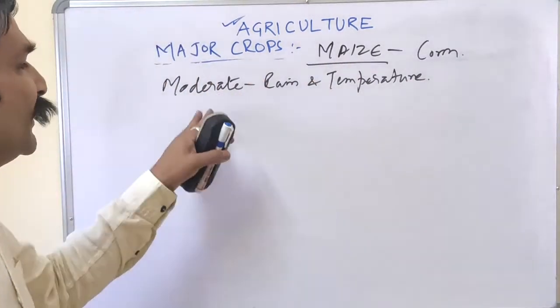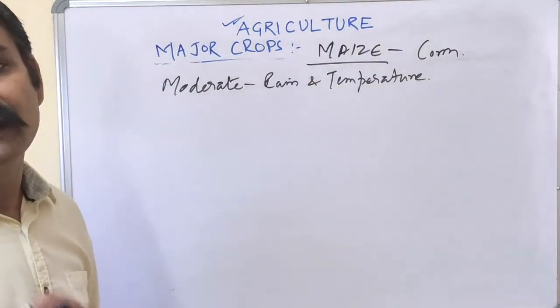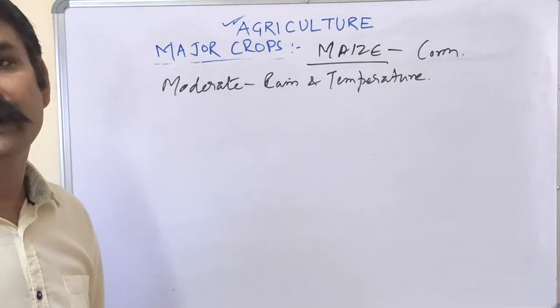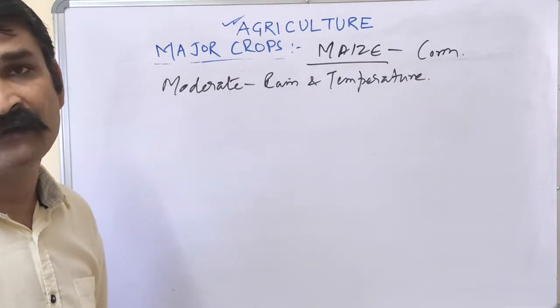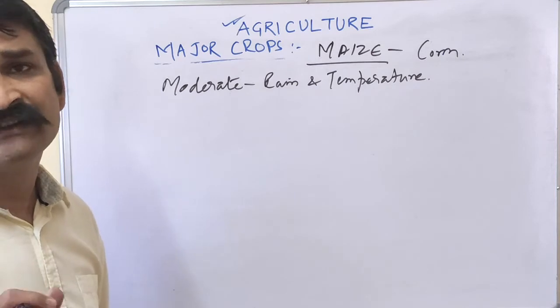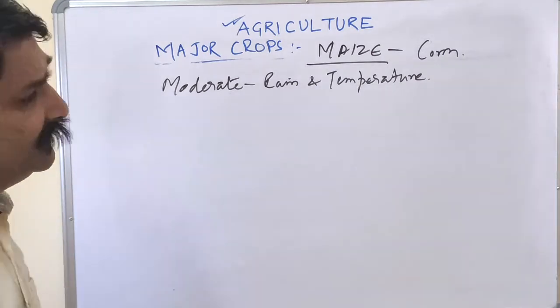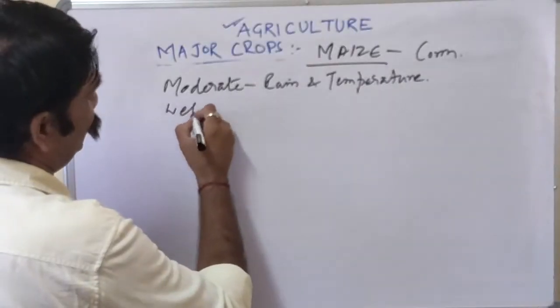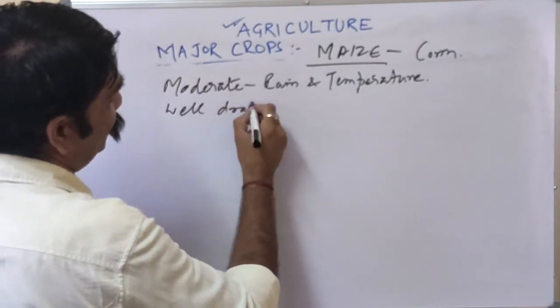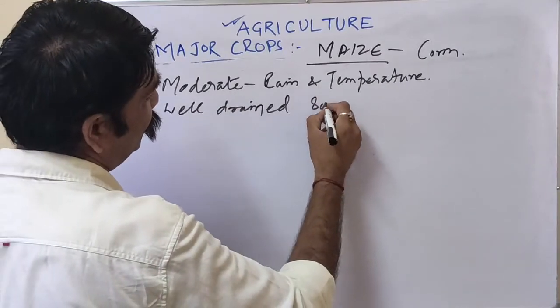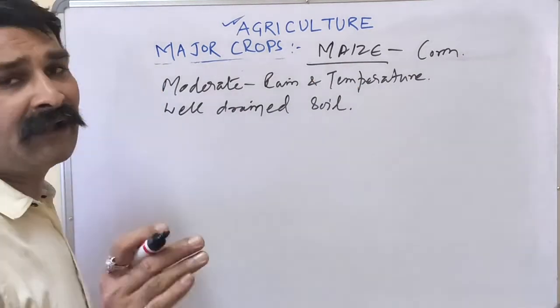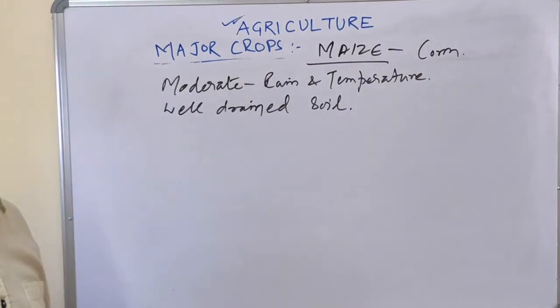The cultivation of maize requires moderate rain as well as moderate temperatures. Fine. Now the soil should be well drained, and there should be a lot of sunlight.